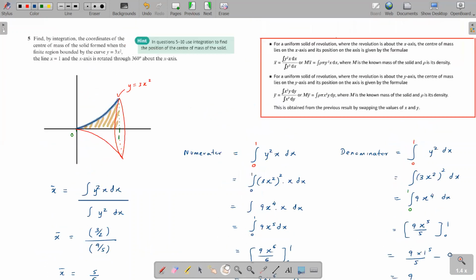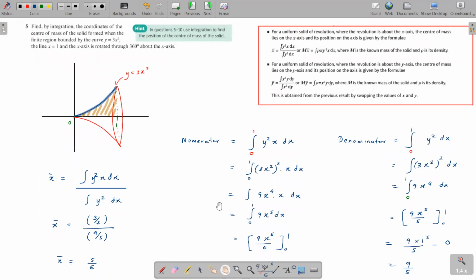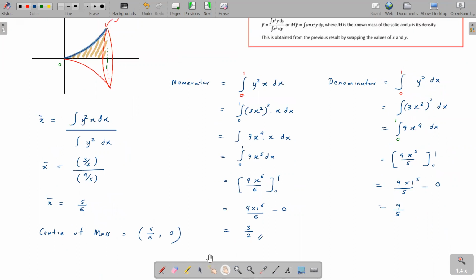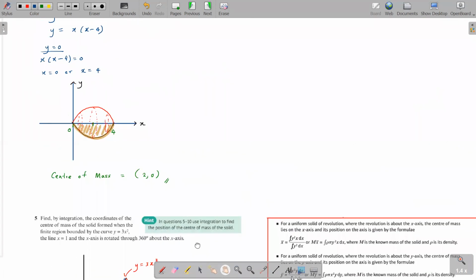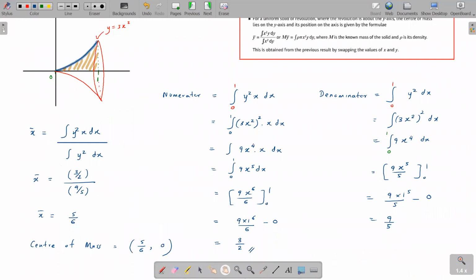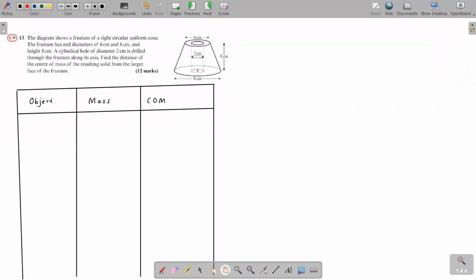They're asking us to find the coordinates of the center of mass, so give the coordinates. All right, guys. So in the previous question, we gave the center of mass coordinates. Okay, guys, so next I'll move on to question number 13.